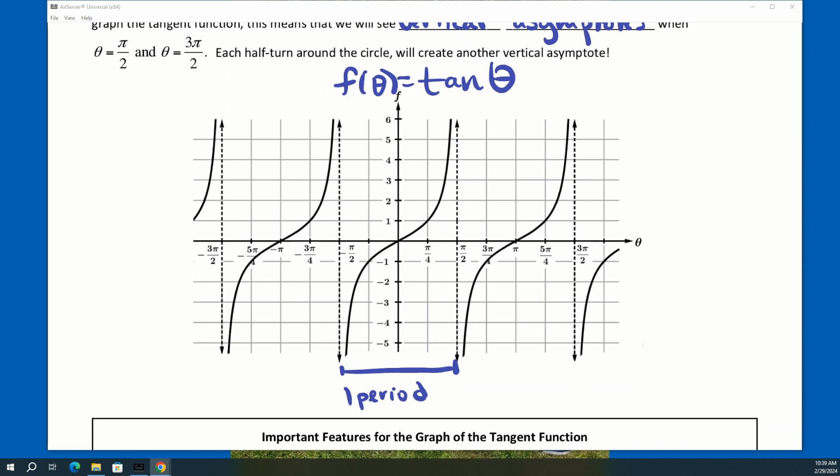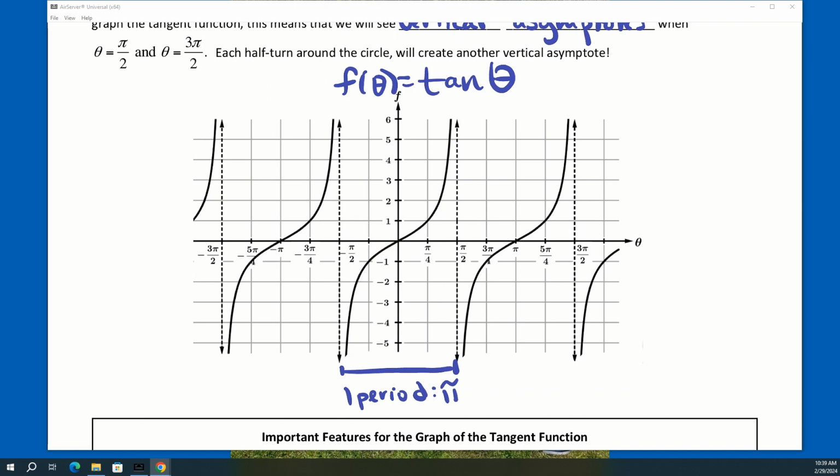How long is that period? It's a half on the left and a half on the right, so it's going to be pi. So the length of a period of tangent is going to be the distance in between the vertical asymptotes. And we're going to write that another time.